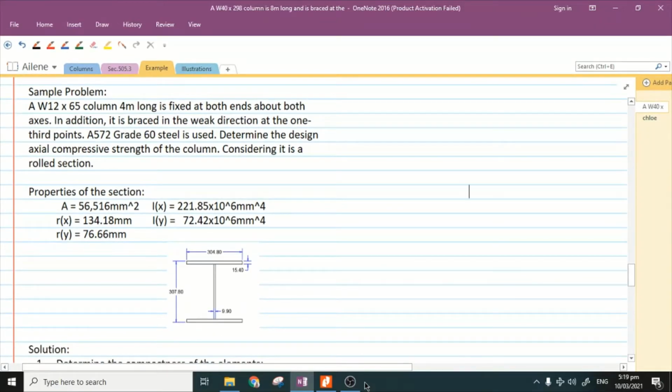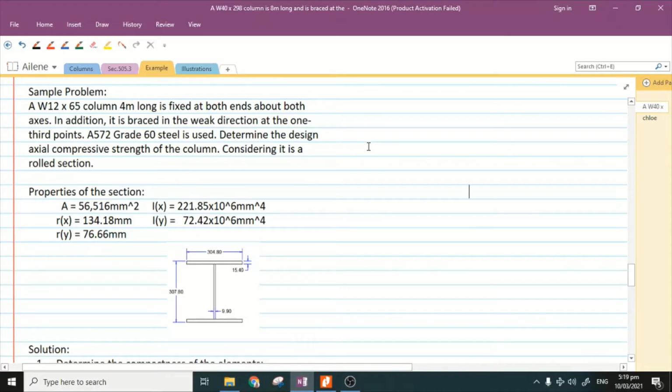This is the third part of the lecture regarding the design of column. So, after you have learned about K and G, which are the important factors used to get the slenderness ratio of our steel section, now we can proceed to the design of column. So, we have here a sample problem.